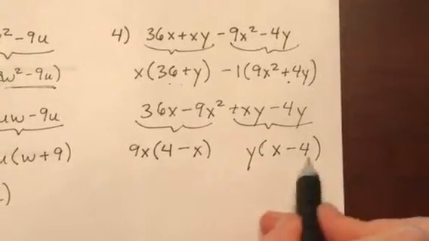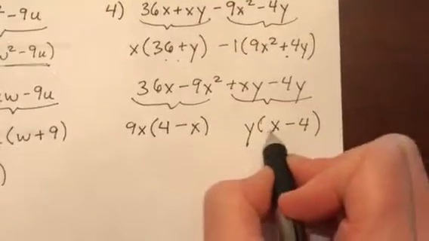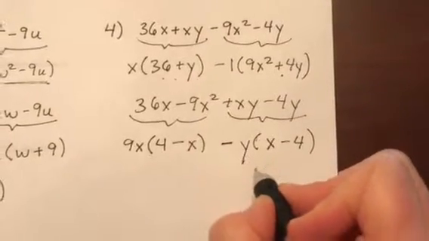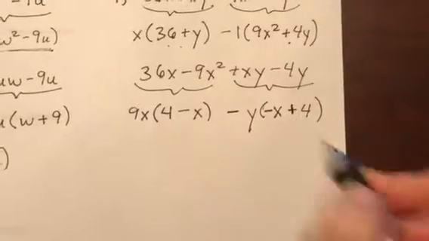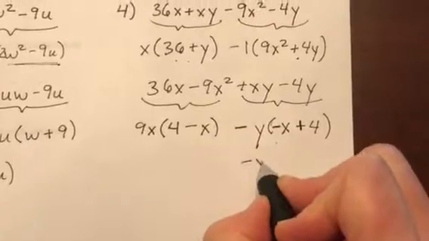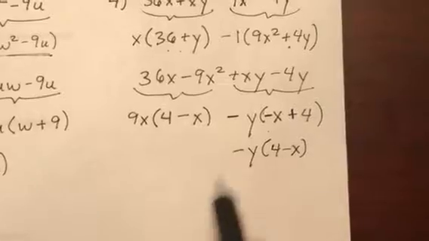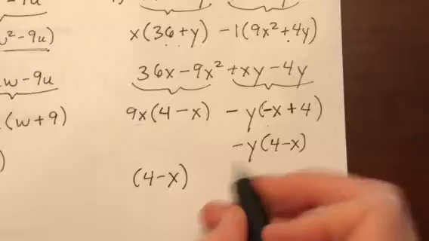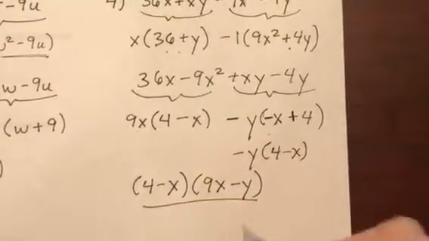These are the same except that their signs are different. And so I think I'd like to make the signs the same. So let's take out a negative y in this second set, and then that would give us a negative x and a positive 4. And so if we rearrange the second part, it would say minus y times 4 minus x. Now we can factor out the 4 minus x from the first part and the second part, leaving us with 9x minus y. And so this would be our final answer.